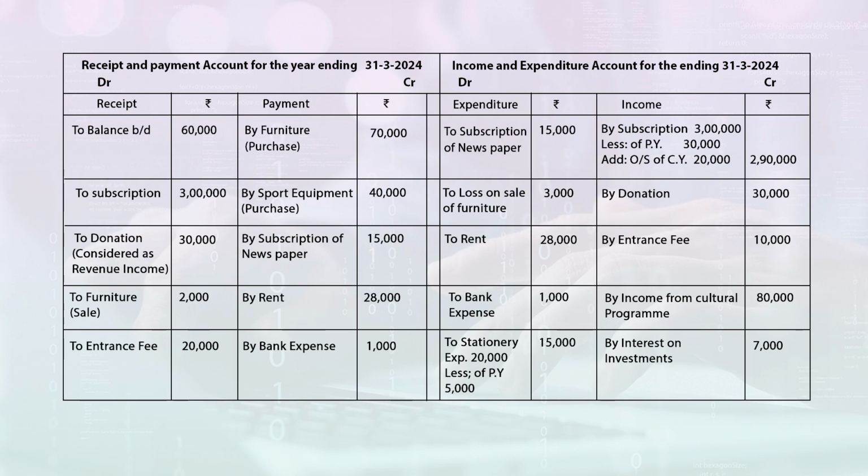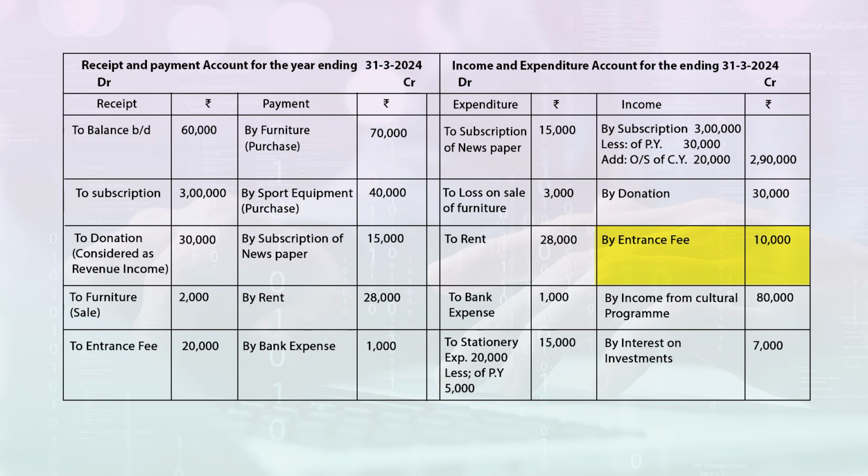We now move on to the credit side of income and expenditure account. The subscription amount received is rupees 3 lakhs. The amount pertaining to previous year is 30,000, which is deducted from it. 20,000 is outstanding of the current year and we add it to the amount. The overall subscription amount comes to rupees 2,90,000. Then there is entry for donation. As it is considered as a revenue income over here, we put the entire income of 30,000 as it is.